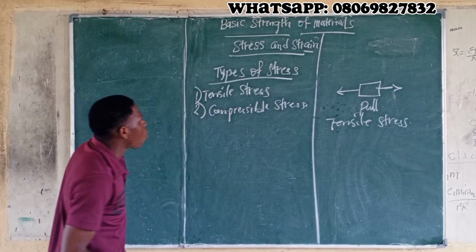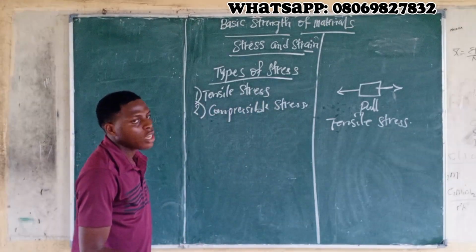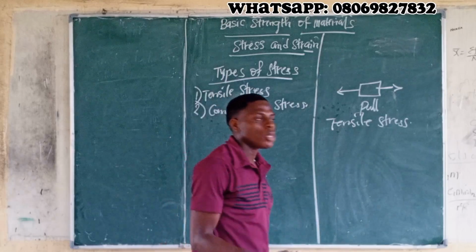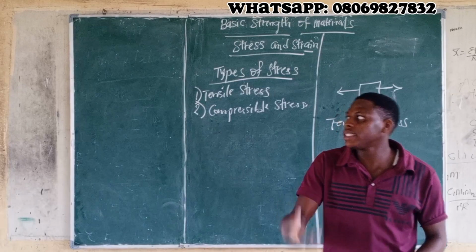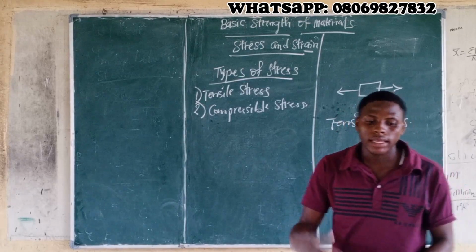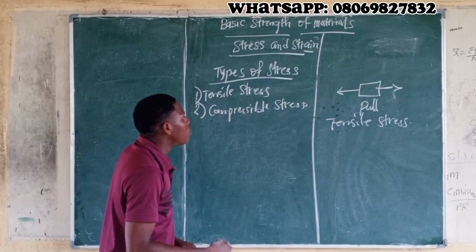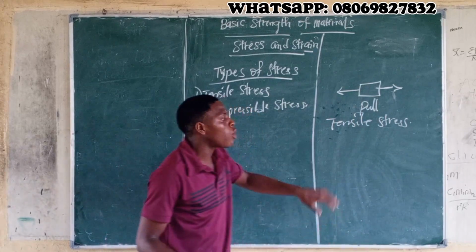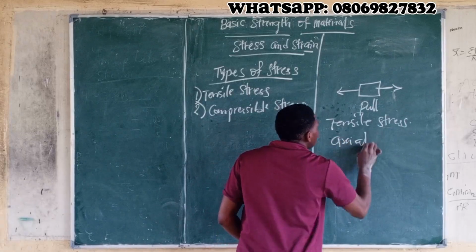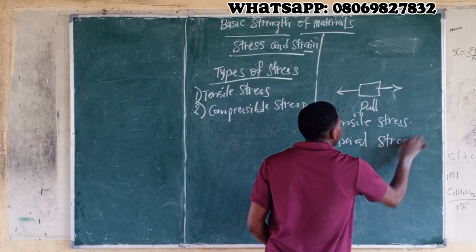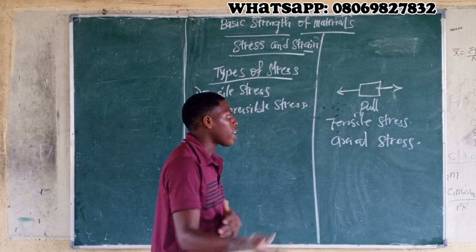We have the second one called the compressible stress. But before we go into the compressible stress, the tensile stress can be called axial stress. So another name for your tensile stress is axial stress, because it's a stress occurring in an axis.